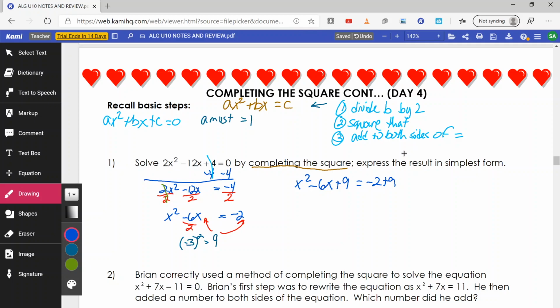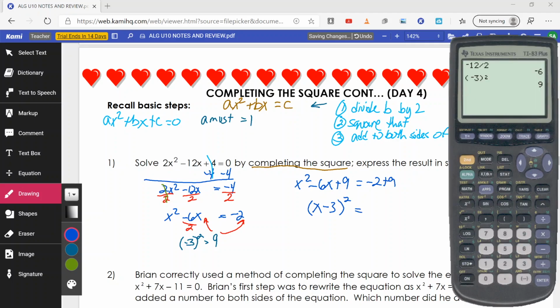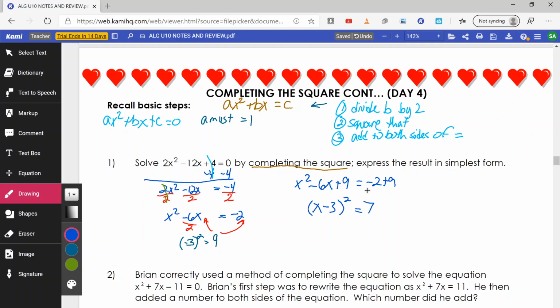Now what we have created on the left-hand side, x squared minus 6x plus 9, is a perfect square trinomial. So this means that this can be broken down into a binomial that I am squaring. The trick to this is actually relatively easy. The first thing I put in the parentheses is the letter that we have in the problem. In this case, the letter we're working with is x. And then what I put in the parentheses is the number we got when we divided by 2. We got negative 3, so minus 3. So this trinomial, x squared minus 6x plus 9, can be factored down into (x minus 3) squared equals, and then I just do the math of negative 2 plus 9, and I get 7.